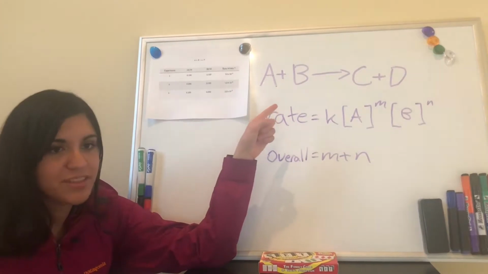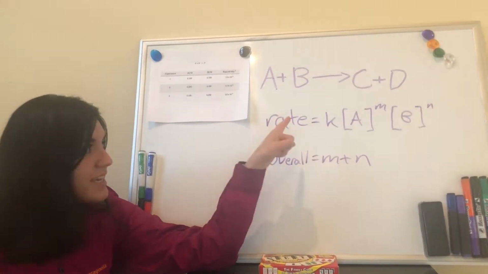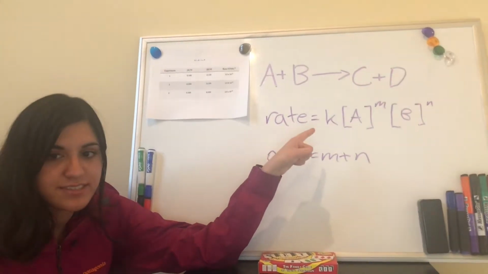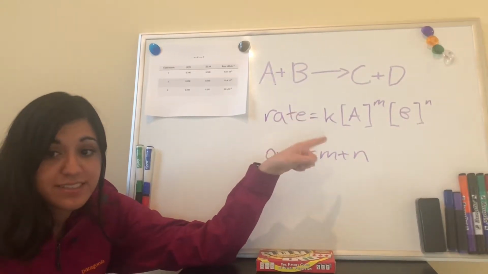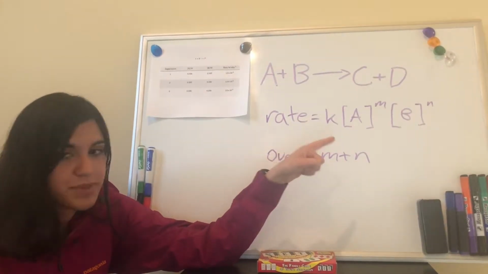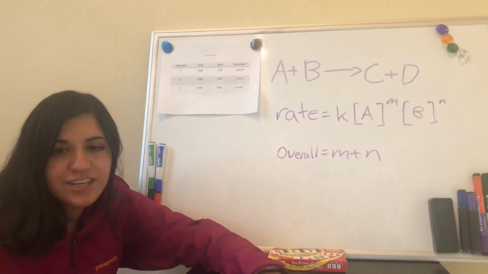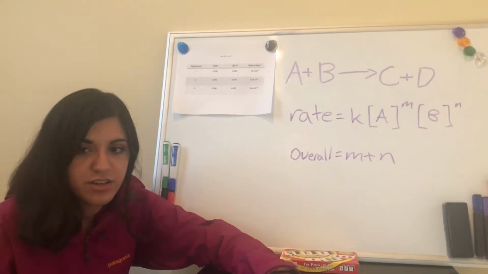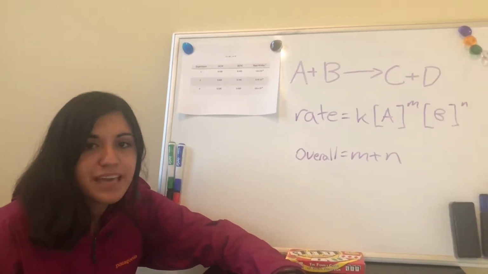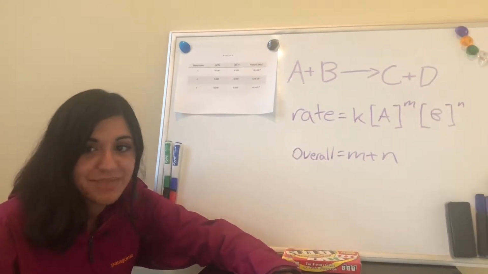So the fundamental rate law for this reaction is rate is equal to k, the rate constant, times the concentration of A raised to the m power times the concentration of B raised to the n power. Reaction orders can't be found from the balanced equation alone. They have to be calculated experimentally or using a reaction mechanism.